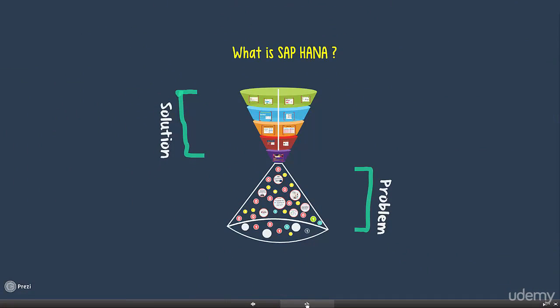So all these innovations of HANA make it super fast, and in the next topic we'll dig a little bit deeper into the innovations and get more details on the same.